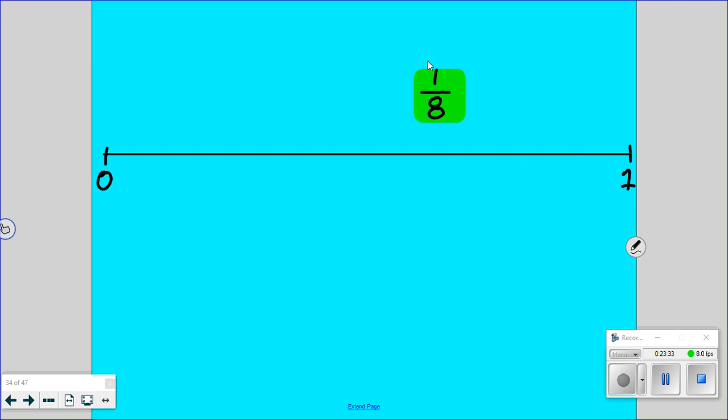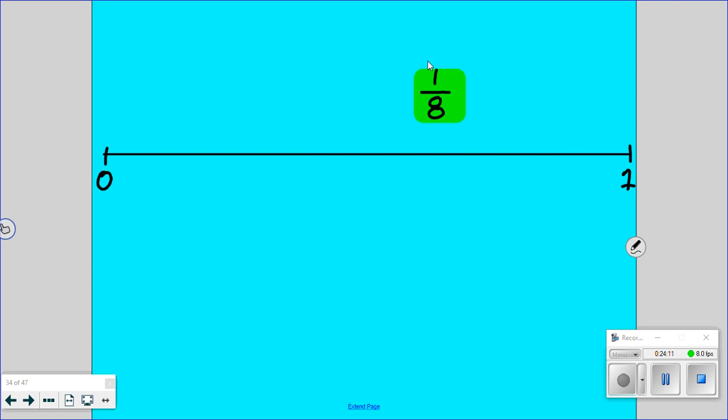Addison, what are you thinking? I'm thinking that it goes on the 0. On top of the 0, like it's worth 0? 1/8 is worth 0? Well, it's a bit more than. Okay, so not on top of the 0, but close to the 0. Addison, why do you think that 1/8 is close to 0? 1/8 is close to 0 because it's so tiny over there. So tiny that it should be closer to the lowest number.